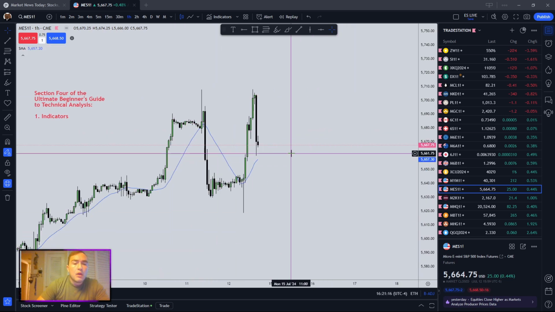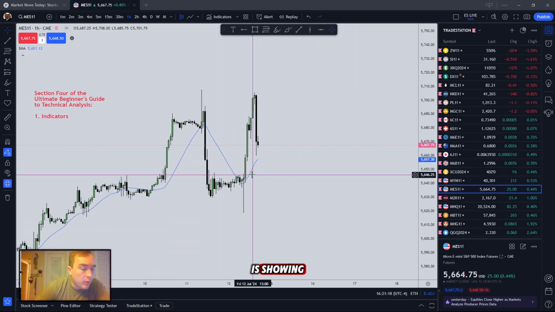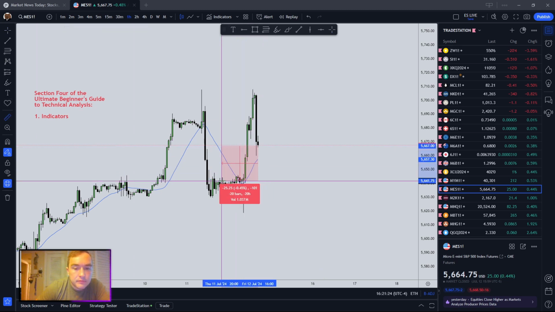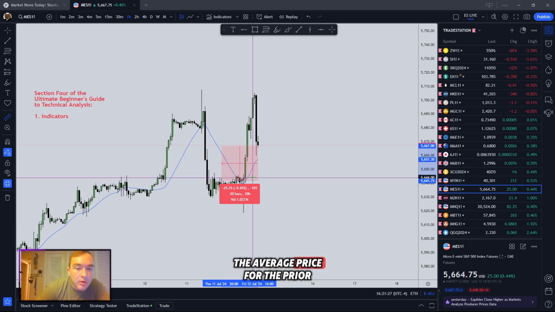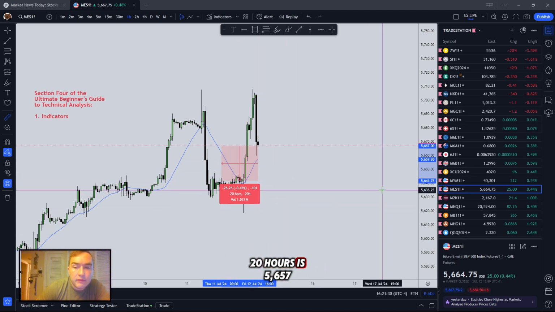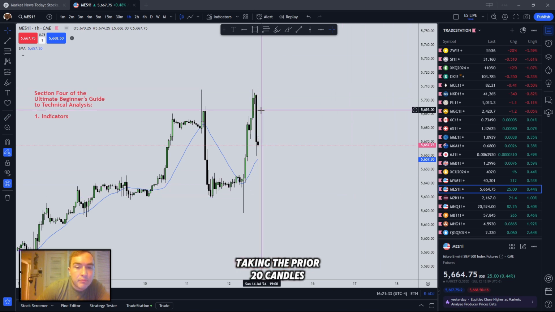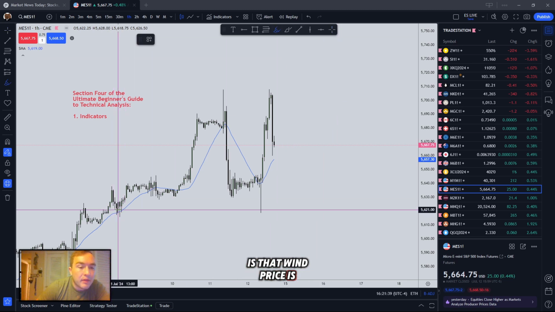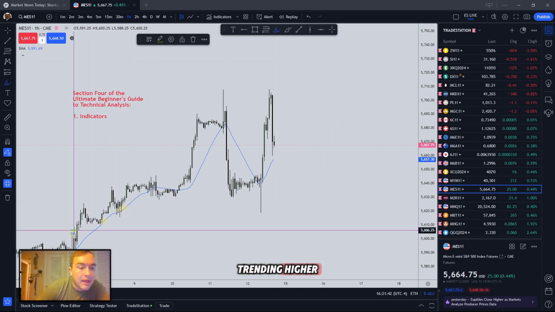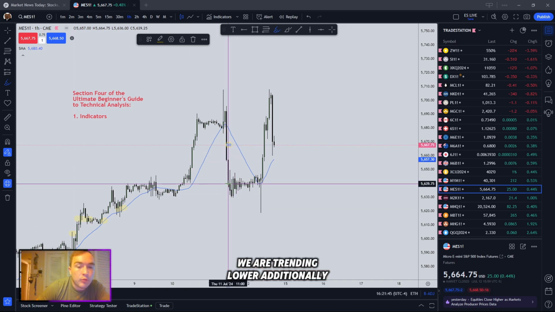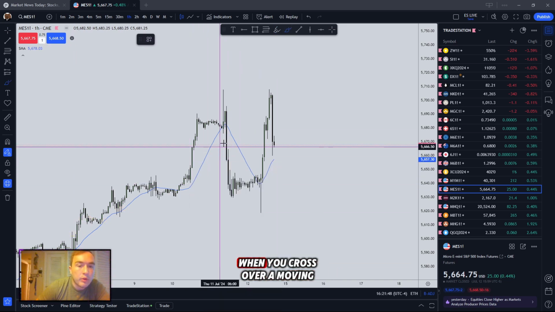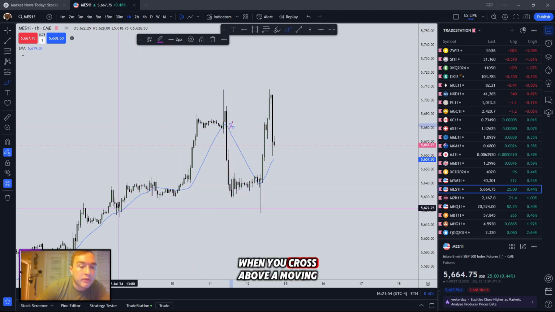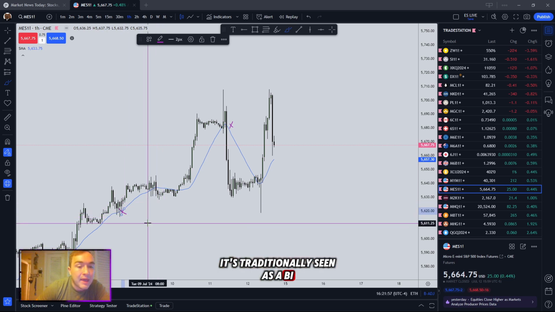The blue line here is showing the average price for the past 20 candles. As we can see, the average price for the prior 20 hours is 5,657, taking the prior 20 candles. The idea behind a moving average is that when price is above the moving average, we are trending higher. When price is below the moving average, we are trending lower. Additionally, when you cross below a moving average, that is traditionally seen as a sell signal, and when you cross above a moving average, it's traditionally seen as a buy signal.